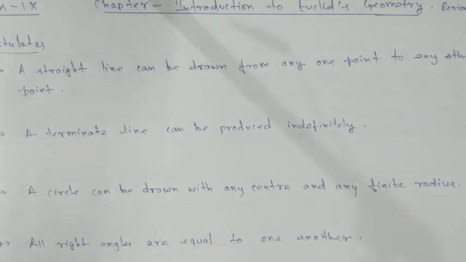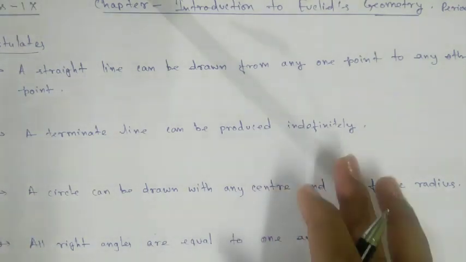So let's recapitulate what we mean by postulate. A postulate is a mathematical statement which is accepted as true without any proof. That means there is no proof. Here we have 5 postulates in our syllabus. Euclid has given 5 postulates. Let's see them one by one.